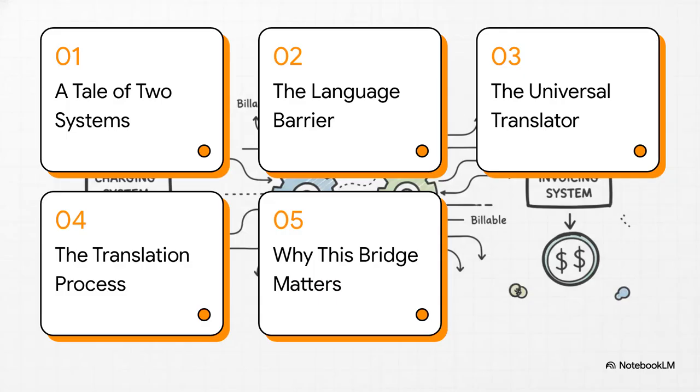Okay, so here's how we're going to break this down. First, we'll talk about the two main systems involved. Then, we'll look at the language barrier that exists between them. After that, we'll meet our hero, the universal translator that solves the problem. We'll see how that translation actually happens in real time. And finally, we'll wrap up by talking about why this technical bridge is so incredibly important for modern business.